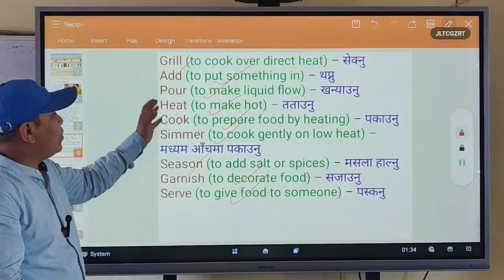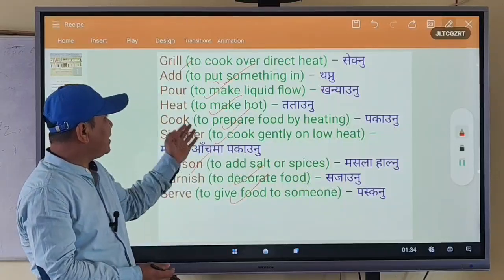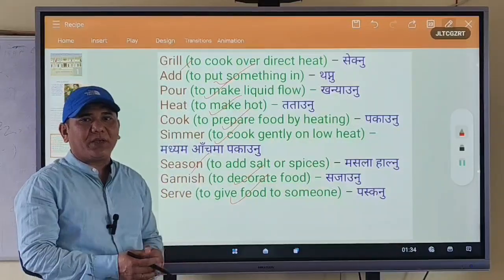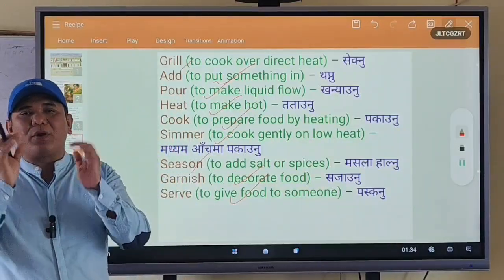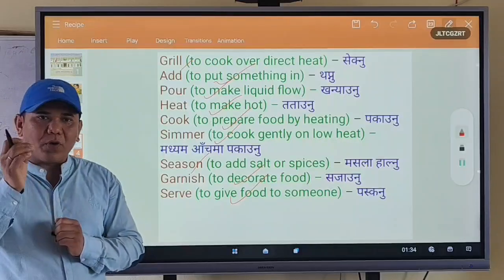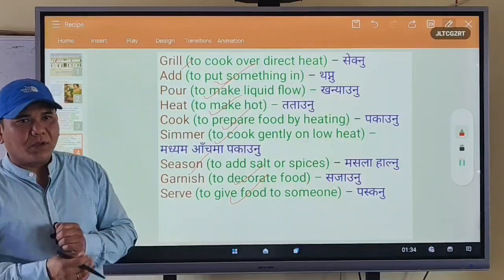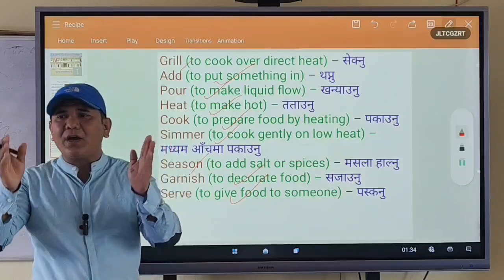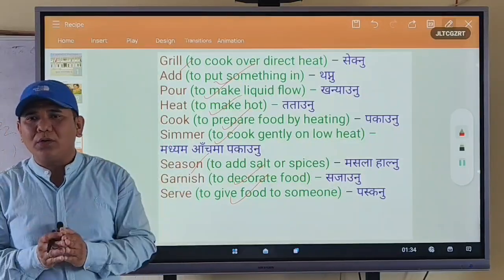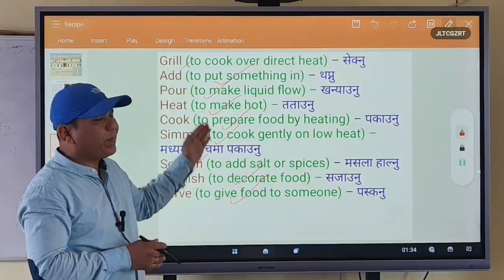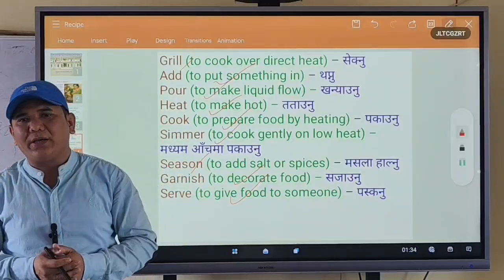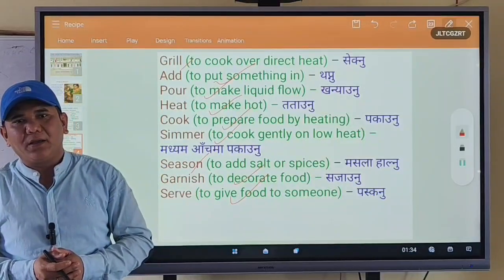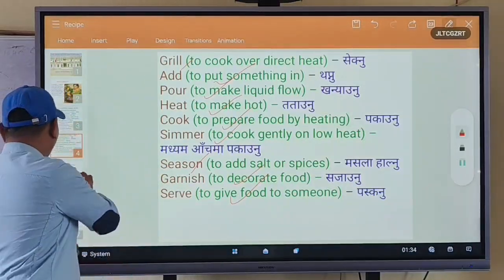These are very useful word meanings which are used to write a proper recipe. So I recommend you all to keep all these word meanings in your mind. Okay? Now, let's move forward.